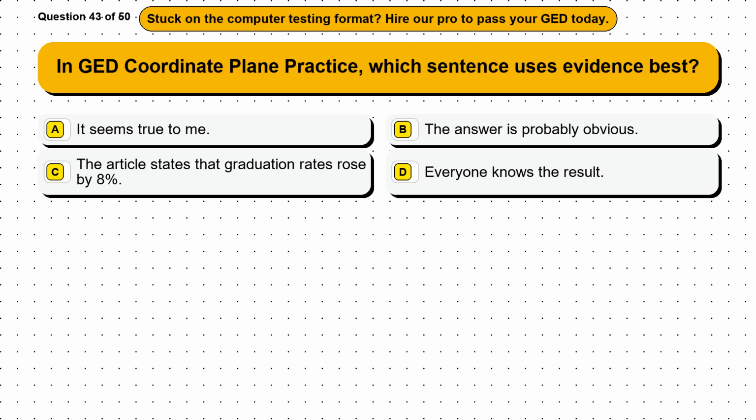Question 43. In GED Coordinate Plane Practice, which sentence uses evidence best? Option A. It seems true to me. Option B. The answer is probably obvious. Option C. The article states that graduation rates rose by 8%. Option D. Everyone knows the result.